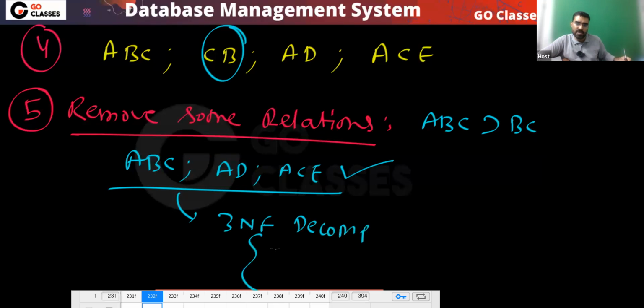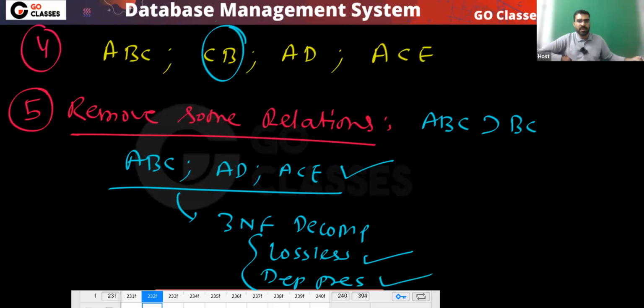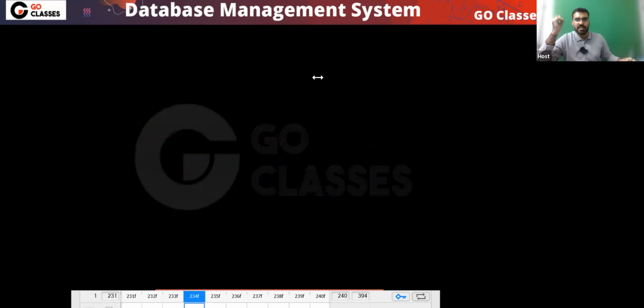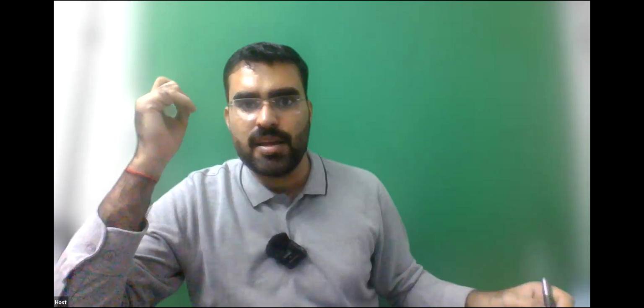Remember, you don't have to check: this is guaranteed to be lossless and guaranteed to be dependency preserving. So did you understand the 3NF synthesis algorithm? It is an extremely simple algorithm. If you write a program for this on your computer, it is extremely simple.